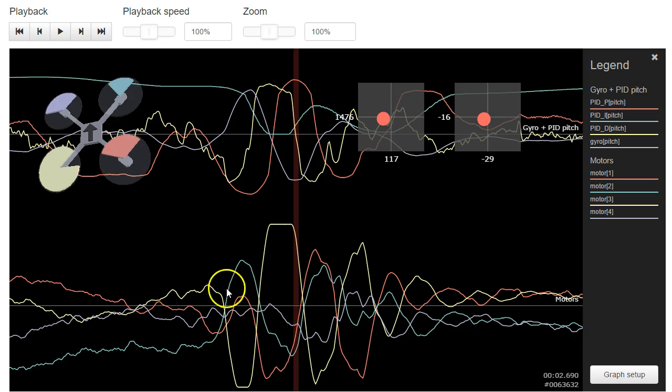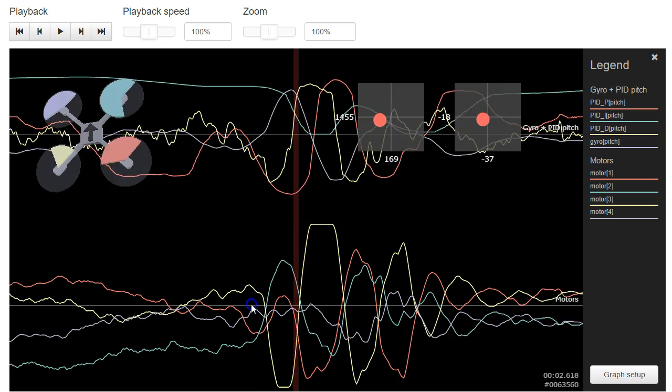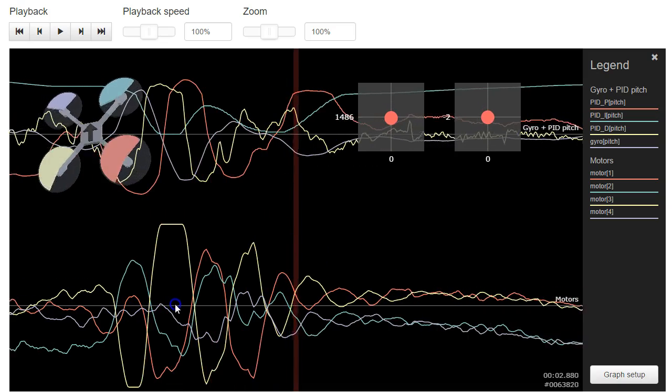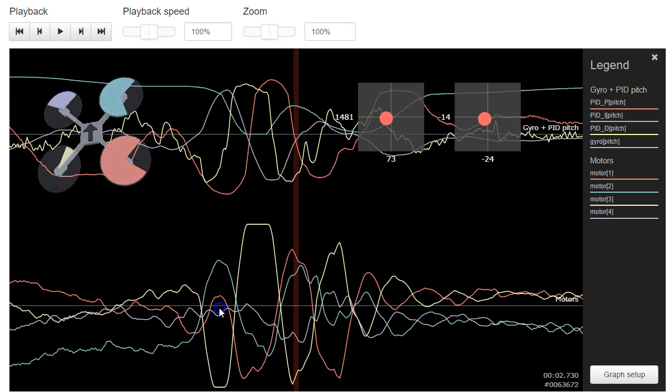But here we see that when the motor zeroes out, the gyro swings around and comes back. And when the motor maxes out here, again, the gyro swings around and comes back. So the motor is having an effect. So something external destabilized the copter here. I don't know what it was, though.